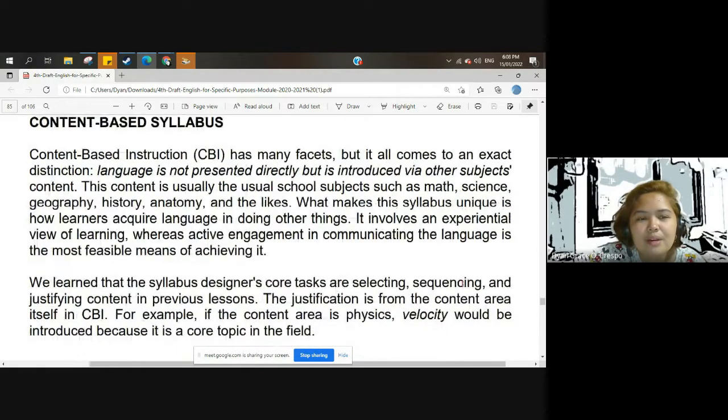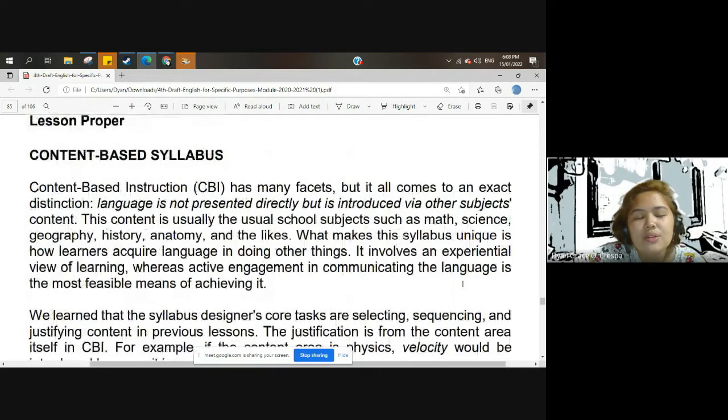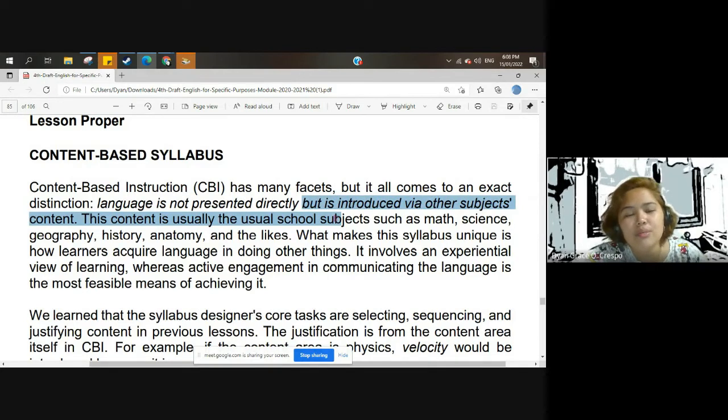Now, let us have the content-based syllabus. It is also known as CBI. It has many facets, but it all comes to an exact distinction. Language is not presented directly, but is introduced via other subject content.